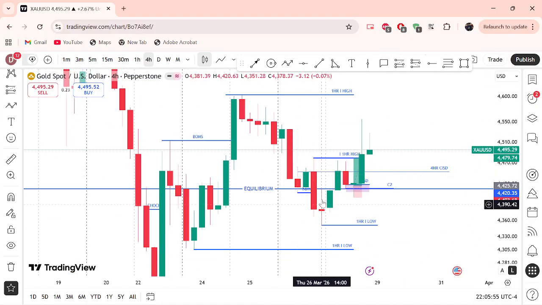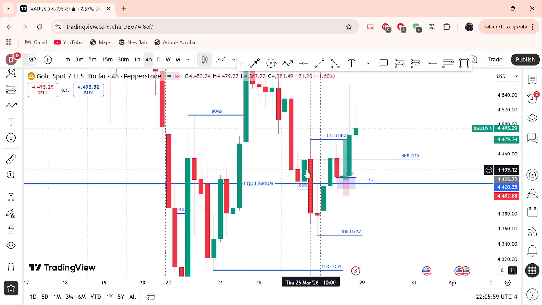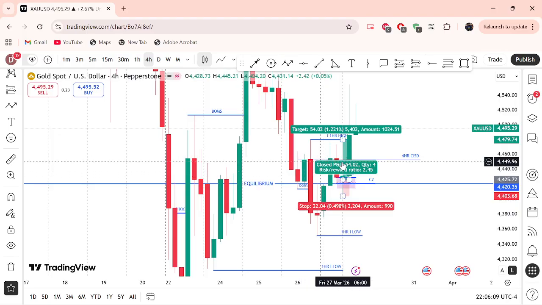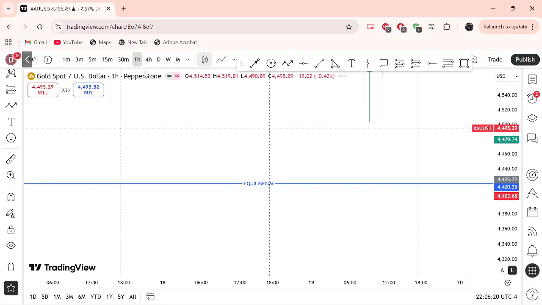Change in the state of delivery. In a bearish market, we expect a bullish order block to hold the market to go down. But this order block did not hold, so we had the market closing above the opening price of this bearish order block. So this made me think of looking for buys. So dropping to the 1 hour time frame.